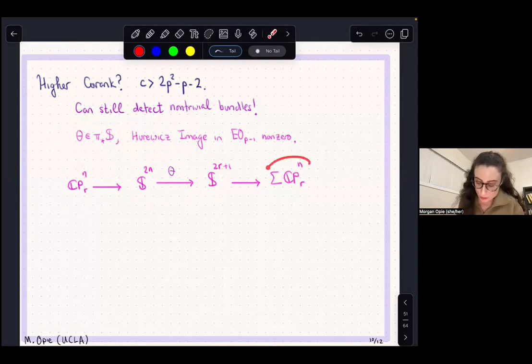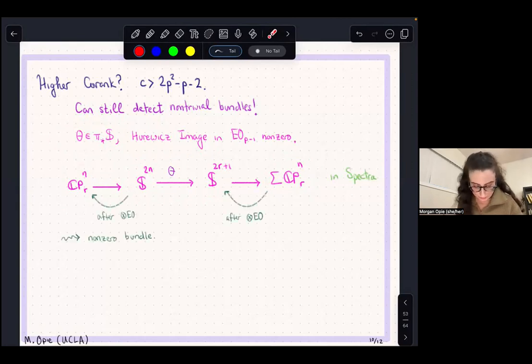And then you can include the bottom cell into the suspension of CPNR. So this is some map that exists integrally, and maybe we can show that it's non-zero after tensoring with EO. This is a map of spectra. So the basic idea is that we want to look for situations where, using the description of the EO module structure on CPNR, we can see that the top cell and the bottom cell split after tensoring with EO.